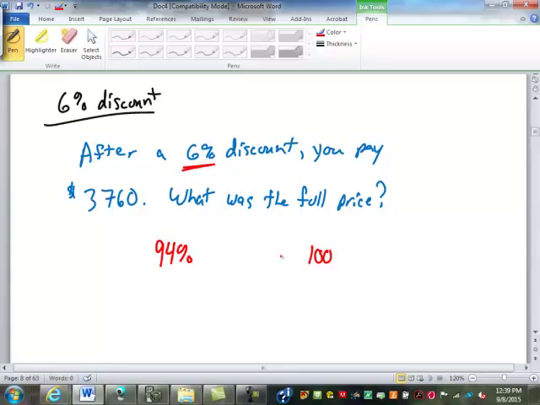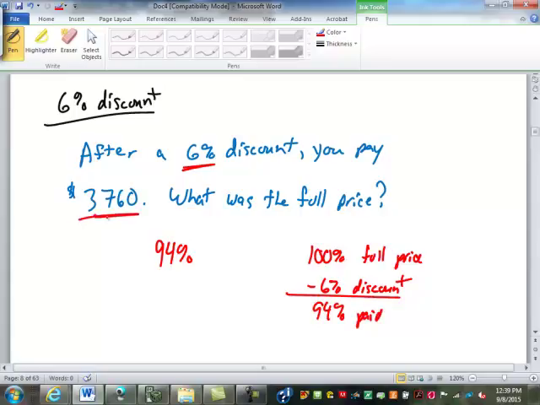We have a 6% discount. If the full price is 100%, after a 6% discount, what you pay is 94%. And the $3,760 is the amount you paid. So a lot of people want to jump in and they want to find 6% of the 3,760. Guess what? That 6% has nothing to do with the 3,760. It doesn't apply to it.